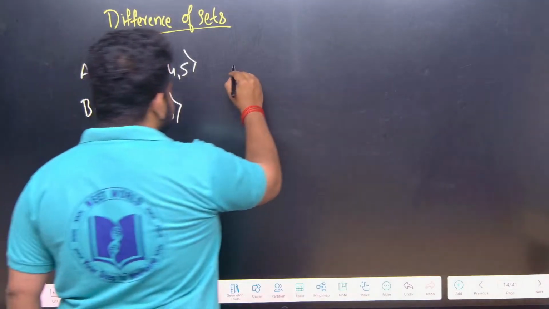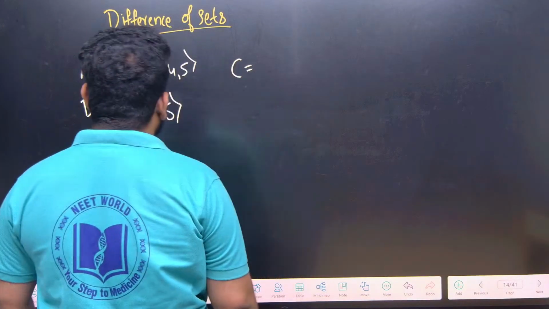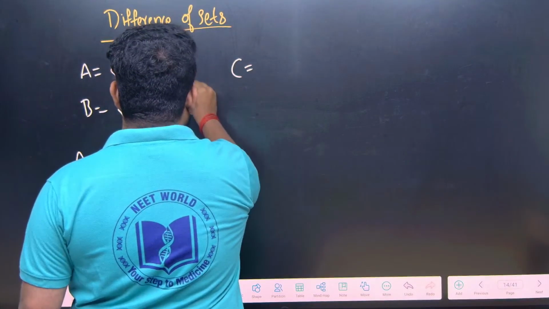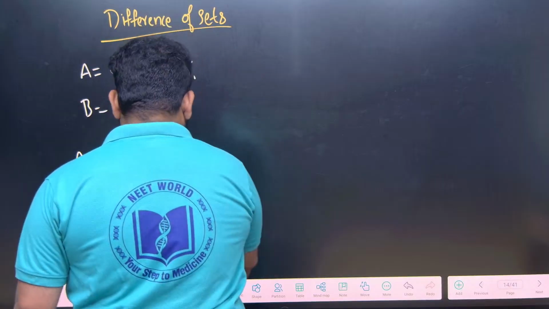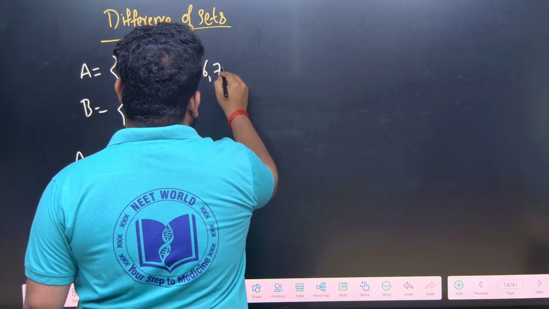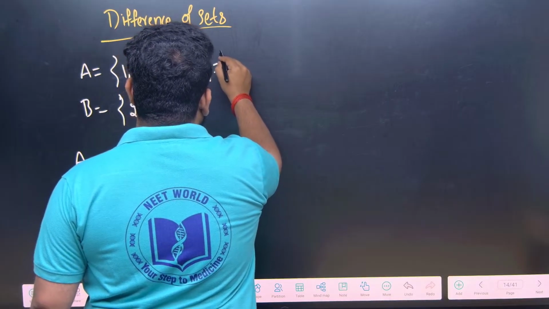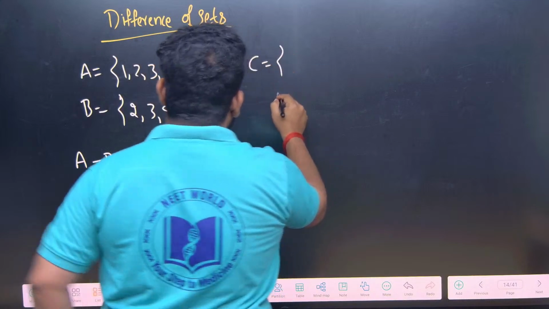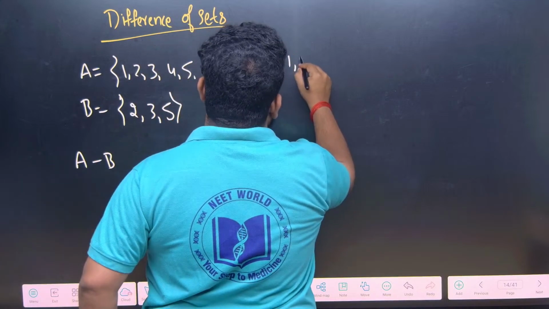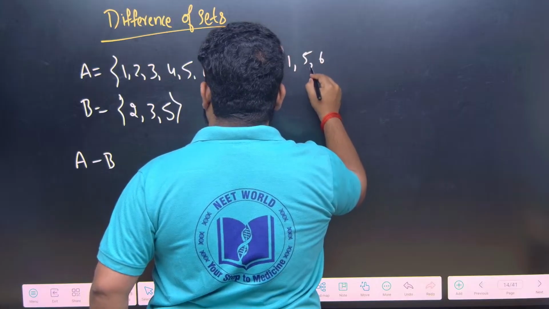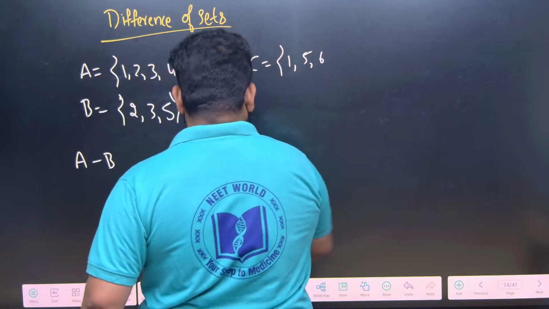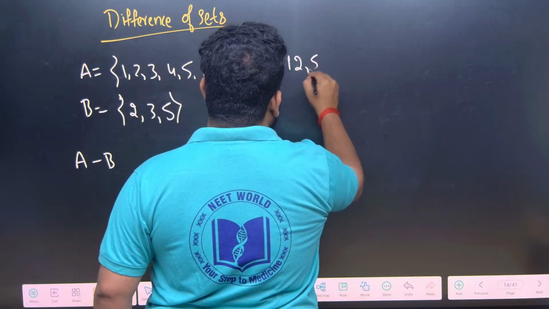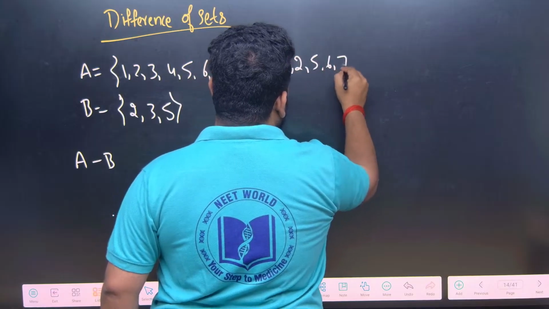Let me take one more set C, which has the elements 1, 2, 3, 4, 5. Let me add some more elements, 6, 7. Let there be set C, which is having the elements 1, 2, 5, 6, 7.